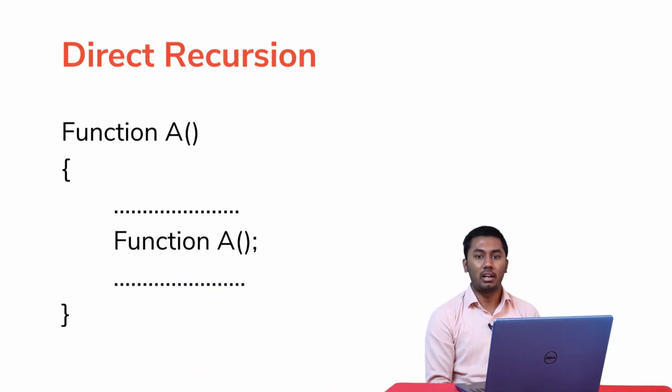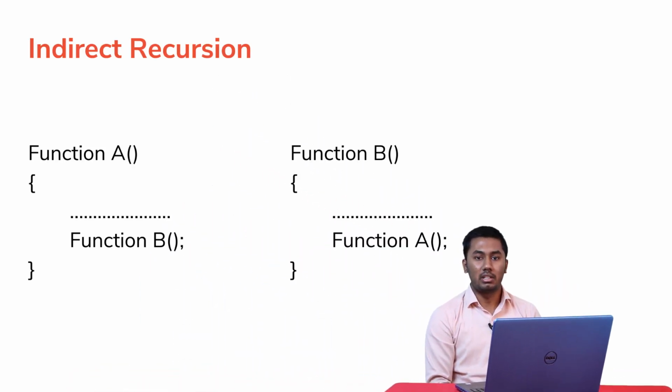There are two types of recursion. First is direct recursion. In direct recursion, say a function A calls itself again and again until a base condition is satisfied. The next type is indirect recursion. Suppose there are two functions, function A and function B. Function A calls function B, and function B in turn calls function A, and this goes on until a base condition is satisfied. So these are the two types of recursion in C programming.